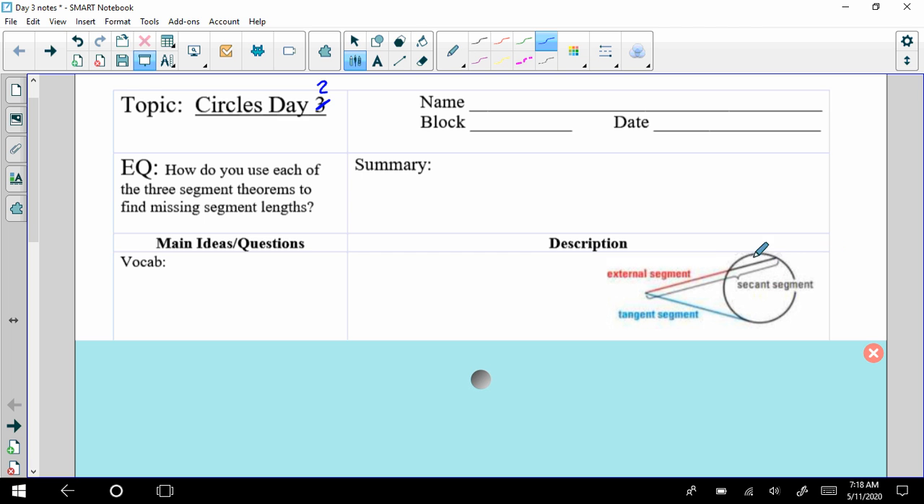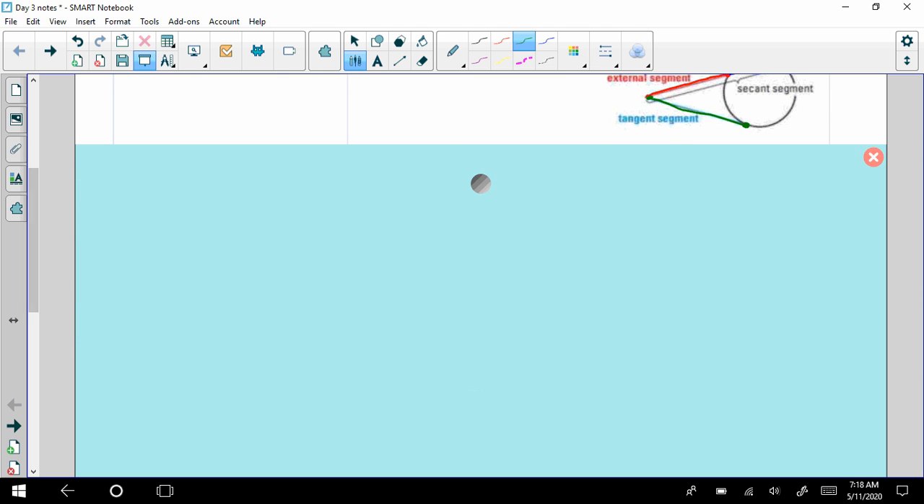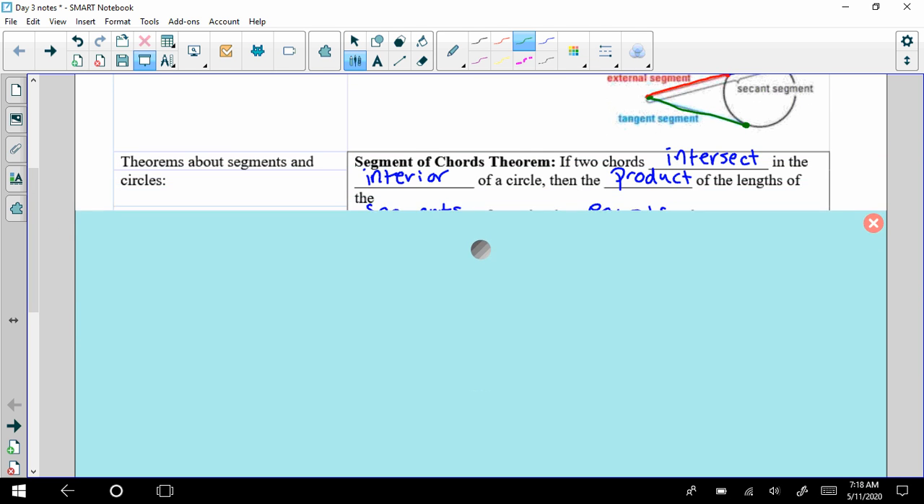But there's 3 segments involved in these. There's your secant segment. Remember, a secant goes through a circle and intersects it twice. So that's a secant segment. Your external segment is this portion of that secant segment, this section that's outside, and it's connected. And then your tangent segment, which, remember, a tangent touches the circle only once. So this one is a tangent segment. So there's 3 segments, and those create different ratios in the circle.